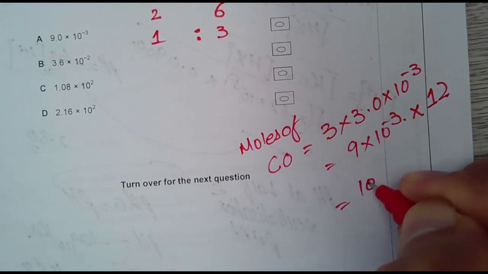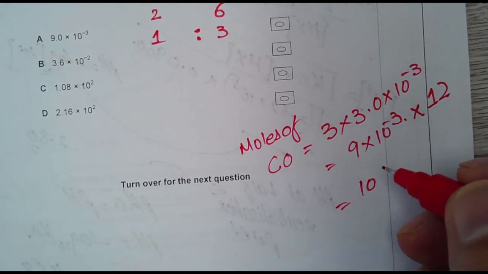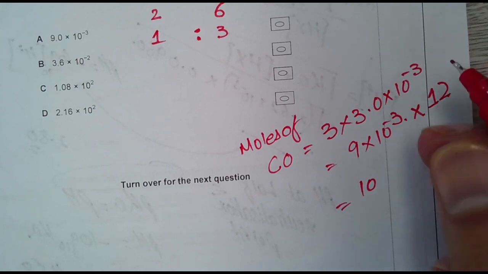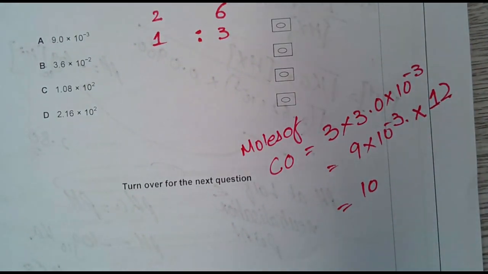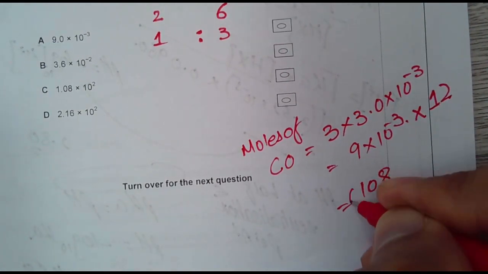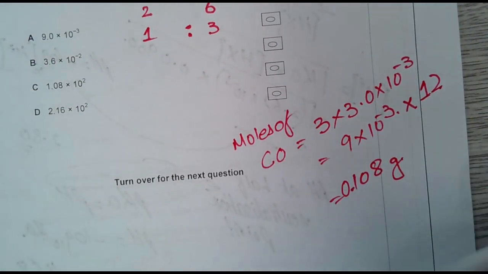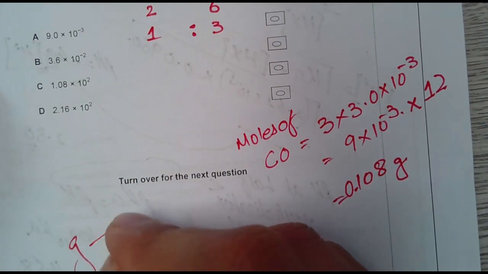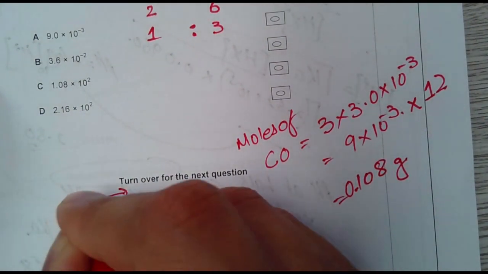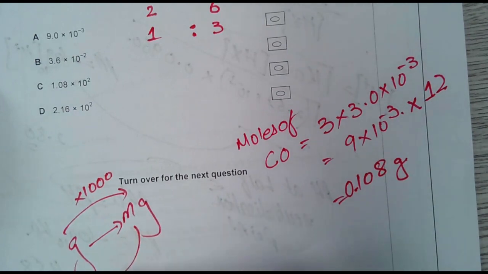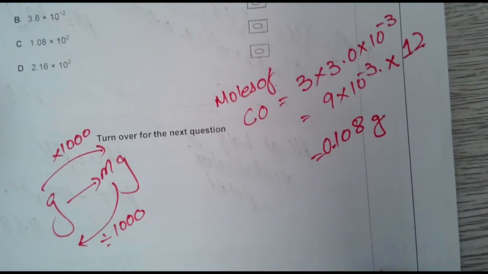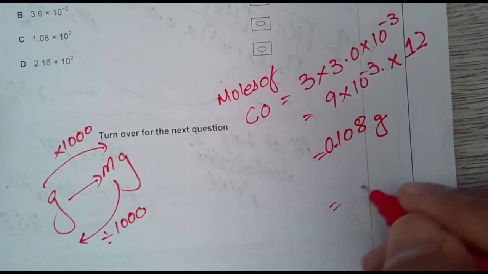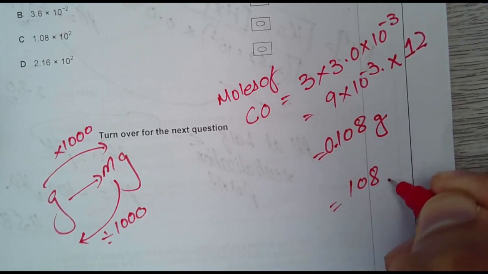One second, and I'll take your question then. It will give me the answer 0.9 times 10 to the power of minus 3 times 12. That gives me the answer as 0.108. Remember, this will be in grams. Now from grams to milligrams, what do you do? You'll multiply it by 1000. From milligrams to grams, you'd divide by 1000. In this case, you'll multiply it by 1000. It will be 108 milligrams.